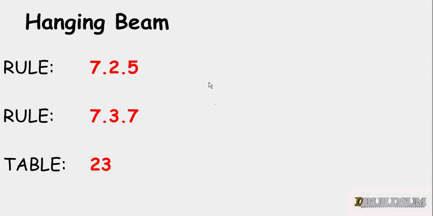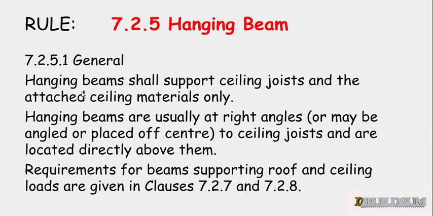7.2.5 refers to hanging beams. The rule 7.3.7 gives us some information on where we can find the spans for hanging beams, and it points us at table 23.